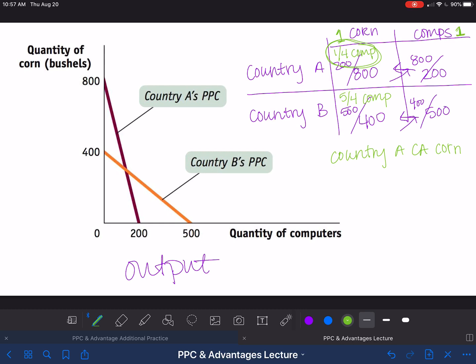So how many corns is country A giving up to make one computer? Well, they're giving up 4 corns. And then what about country B? Well, country B is giving up 4/5 of a corn. So who is giving up the least amount of corns to make one computer? Well, that is country B. So country B is going to have the comparative advantage in computers. So that's how you determine absolute and comparative advantage.